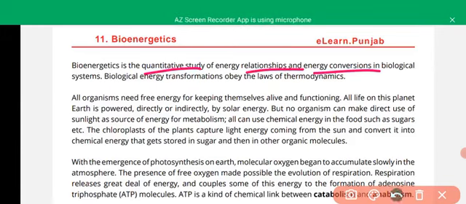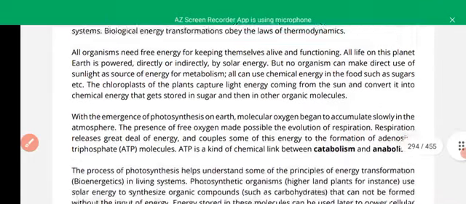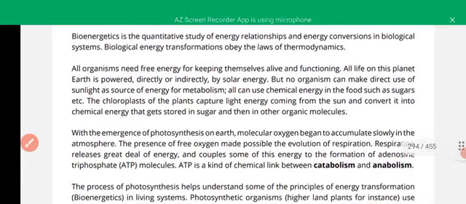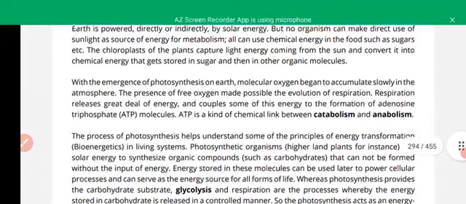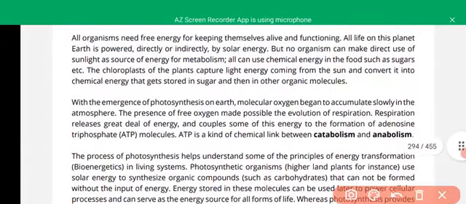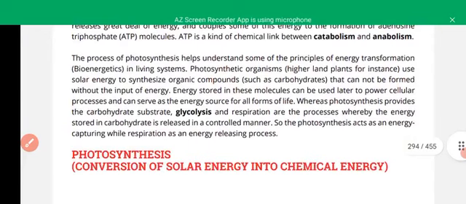Our living organisms need energy, and this energy comes from carbohydrates, proteins, fats, lipids, and other basic nutrients needed by organisms, and from the processes of photosynthesis and respiration. By photosynthesis, new products are formed, and by catabolism and respiration, these products are broken down to form ATP. ATP is a kind of chemical link between catabolism and anabolism. These are important landmarks and important points.